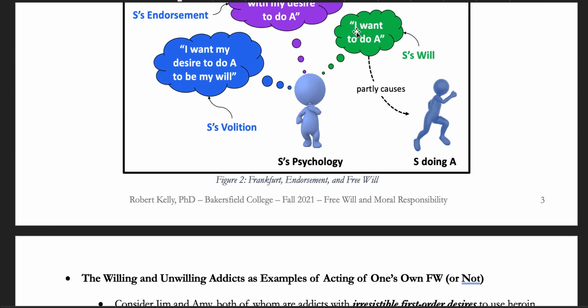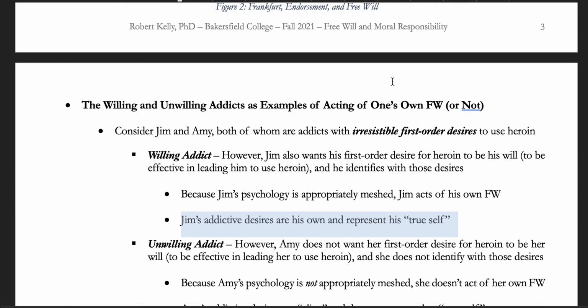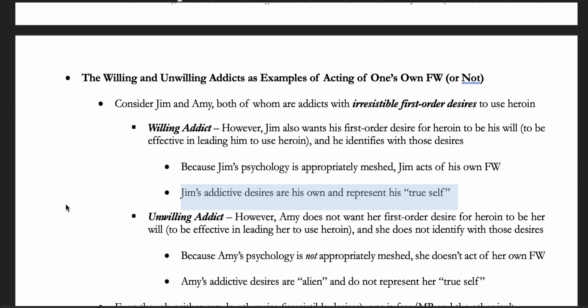He kind of owns his desire by wanting it to move him to action, endorsing it, right? He's like, yeah, I like those desires. So having that sort of mesh seems like it makes it so that his desires to do heroin represent who he is. They represent his true self.